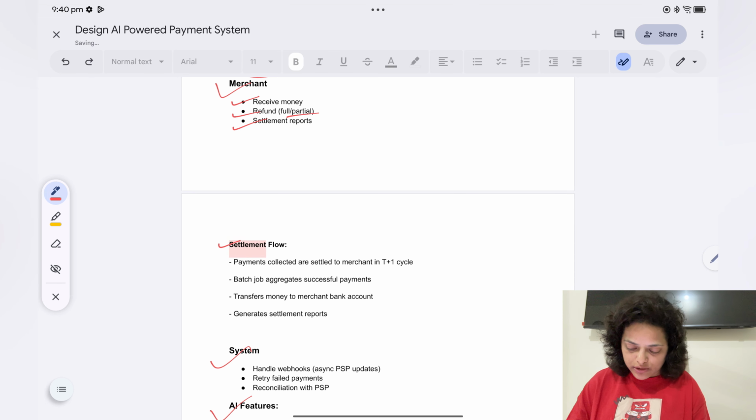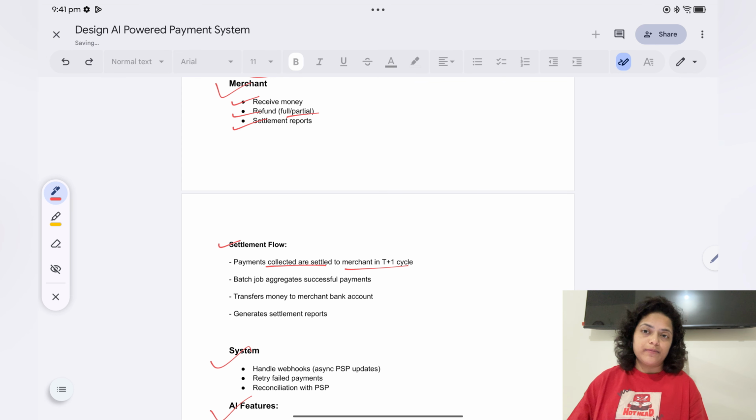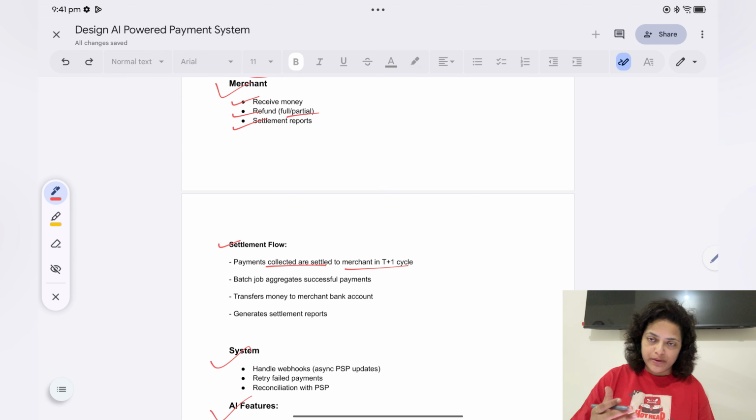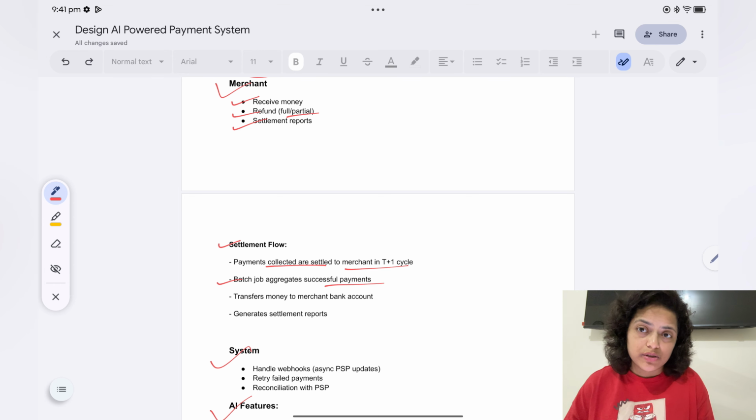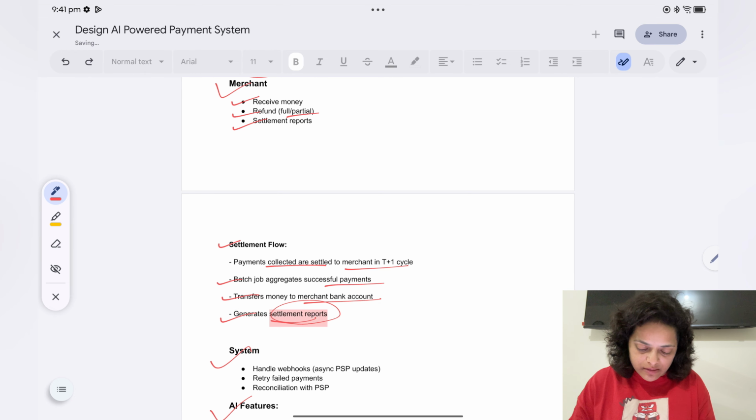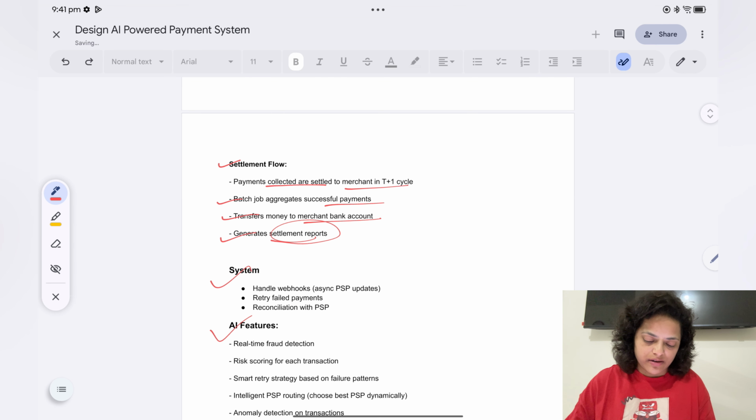Now the settlement flow. First, payments collected are settled to the merchant in a T+1 cycle. T means the transaction day, and T+1 means the next day after the transaction. So the transaction should be settled by that time. Then a batch job aggregates successful payments. One by one you cannot process the payments, so here we will be using batch jobs, which will take a few payments and mark them, and then transfer money to the merchant's bank account. Then generate settlement reports. At the end it will generate reports that your transaction is settled.